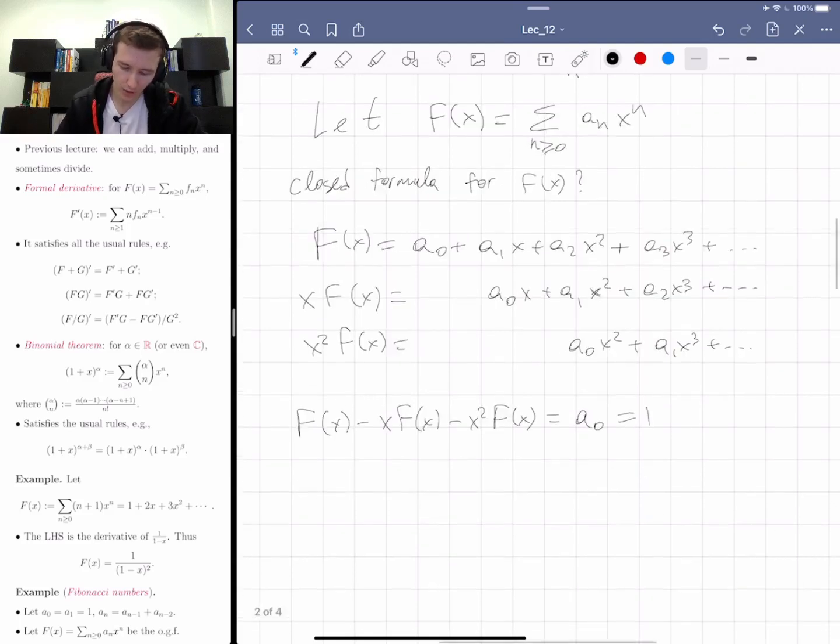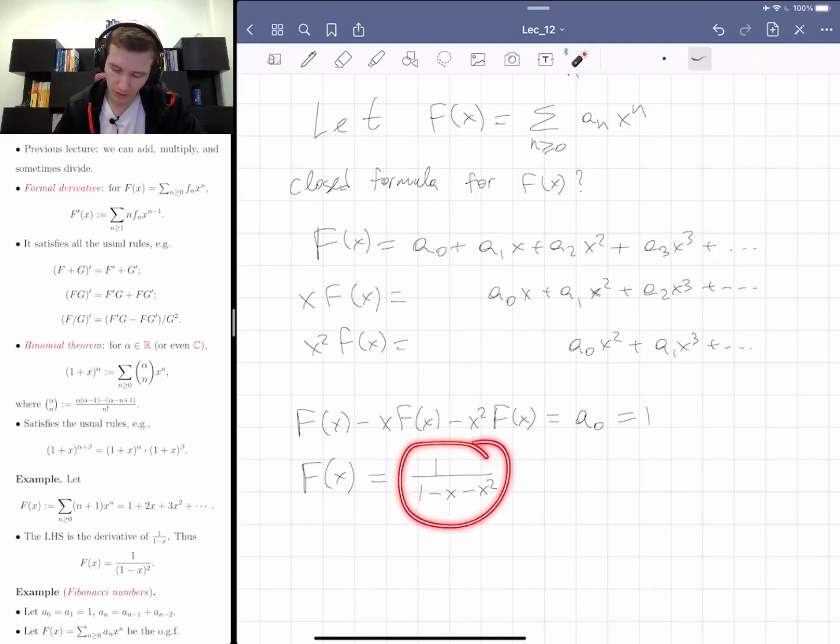And now you can divide. In the homework you're going to see that you can divide by 1 minus x squared, so that power series, well, this power series 1 minus x squared is invertible. So if you divide, you get the generating function for the Fibonacci numbers.